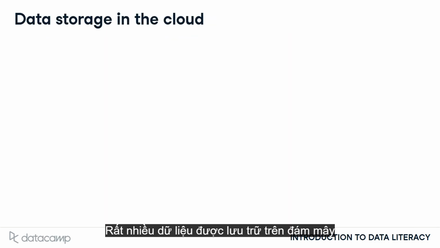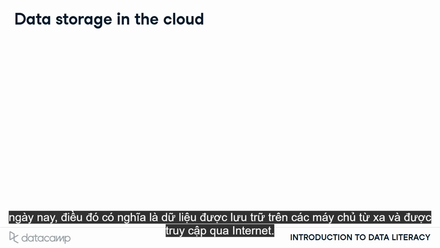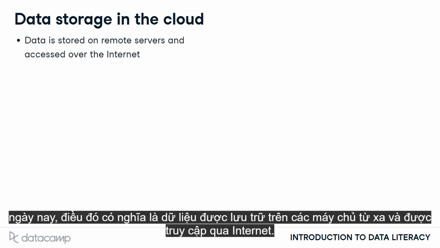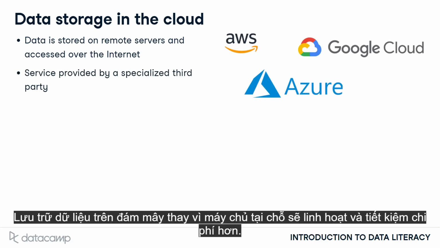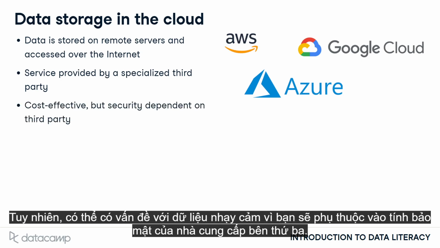A lot of data is stored in the cloud nowadays, which means that data is stored on remote servers and accessed over the internet. A specialized third party typically provides these services. Storing data on the cloud instead of on-site servers is more flexible and cost-effective. Still, it can be problematic with sensitive data, as you would be dependent on the security of the third-party provider.